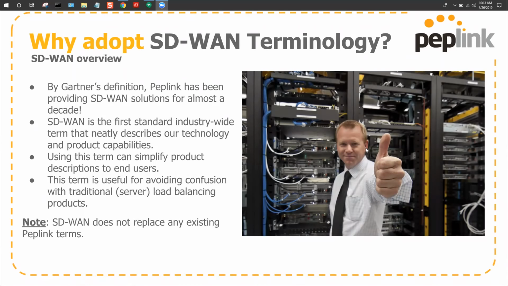So why are we now suddenly calling things an SD-WAN? Well, Gartner, kind of the gold standard of network oversight in the marketplace today, Peplink has been doing this for about a decade. And SD-WAN is the first standard industry-wide term that neatly describes what we've been doing. And when we use SD-WAN, it can make things a bit easier to explain to the end users what our capabilities are. It's useful to avoid confusion, of course, with your traditional server-based load balancing products. And SD-WAN is not going to suddenly replace any terms that we currently use, but it's kind of a way to sidestep or explain again what we mean.